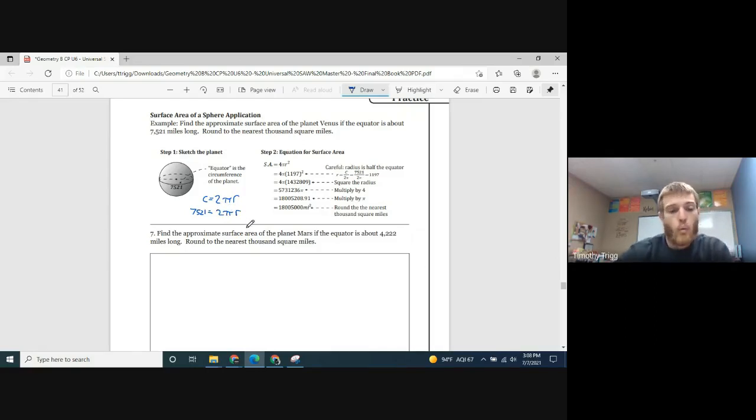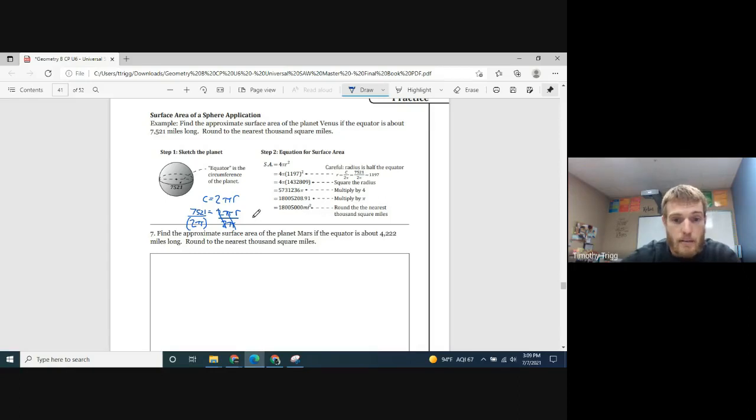So then what you can do is divide by 2 pi to find the radius. Divide by 2 pi and get the radius by itself. When you plug this in the calculator, I would suggest putting this in parentheses. So you do 7,521 divided by parentheses 2 pi, close parentheses. Let's work on that together and make sure you get the same answer I get. So 7,521 divided by parentheses 2 pi, close the parentheses.